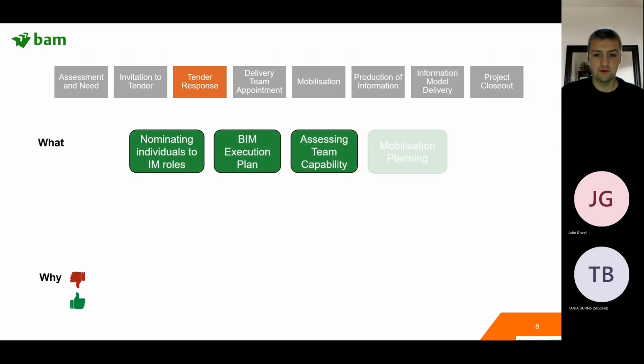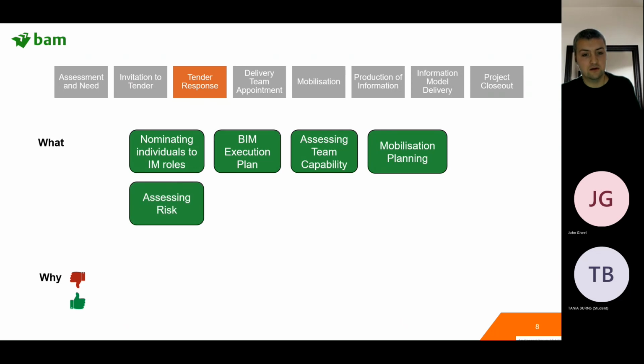Moving on to the tender response by the main contractor. So this would be where BAM come in. First two sections have been the client. This section is BAM. So now in our tender response, we're saying who's going to be carrying out the information management roles. We're producing a BIM execution plan, which is our plan to deliver the information that's just been required. So that covers absolutely everything in terms of how we plan to meet those requirements.